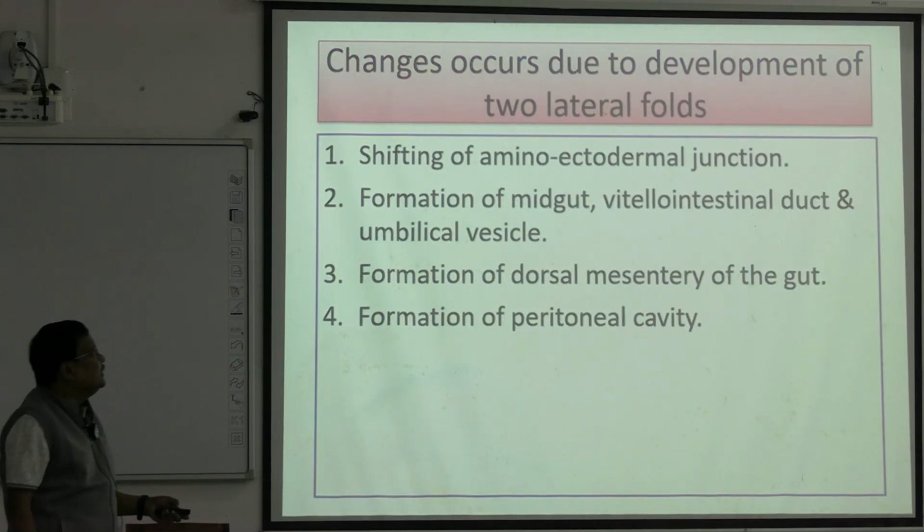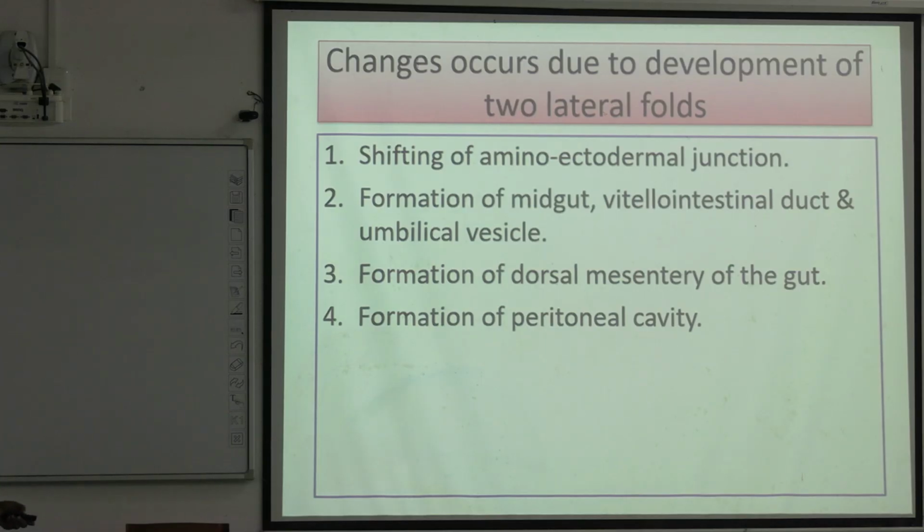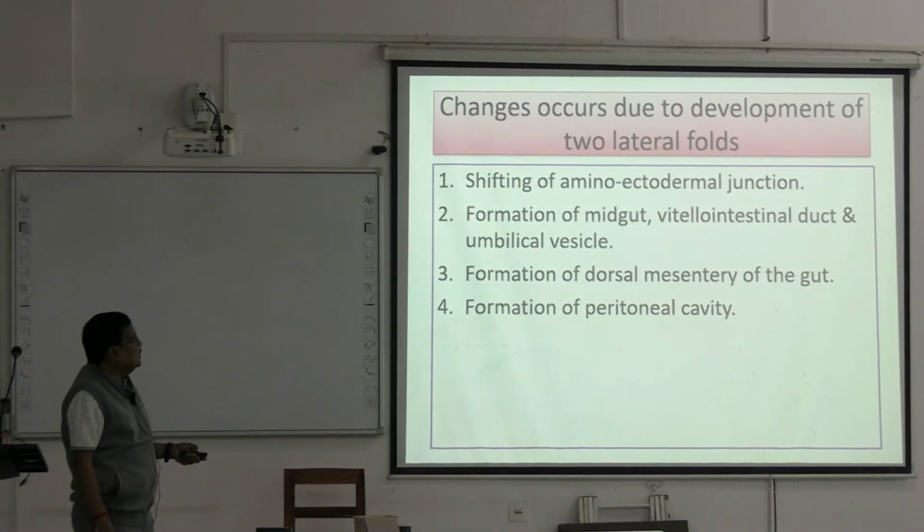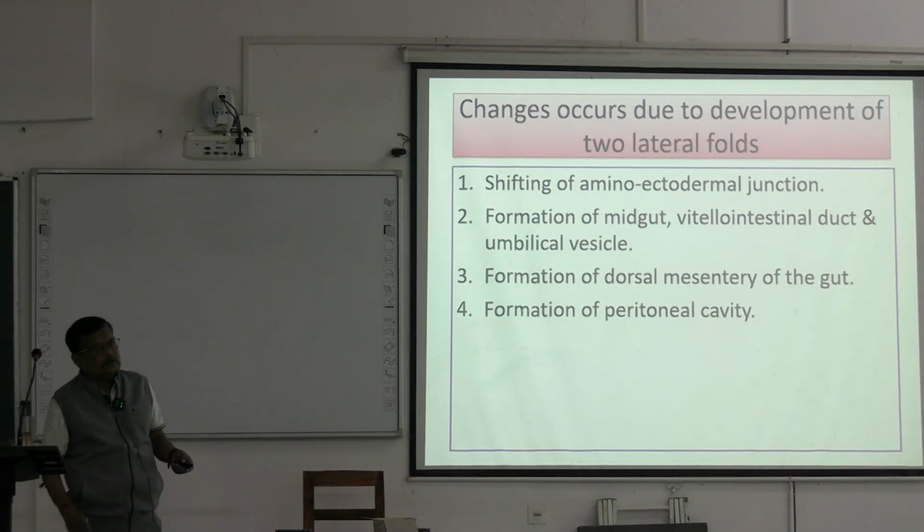Changes occur to the development of two lateral folds, shifting of the amnioectodermal junction, formation of the midgut, vitellointestinal duct, umbilical vesicle, formation of the dorsal mesentery of the gut and formation of the peritoneal cavity.